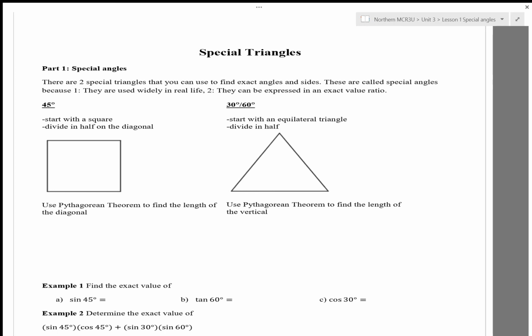Hello, so this is Unit 3, Lesson 1. It's special angles and the trigonometric functions. So there are special angles that you need to remember. The reason why these are called the special angles is because these are the angles that have the exact value when they are applied to the trigonometric functions. So for example, sine, cosine, and tangent, if you use these angles, then you actually get the exact values. So let's actually examine how we get them.